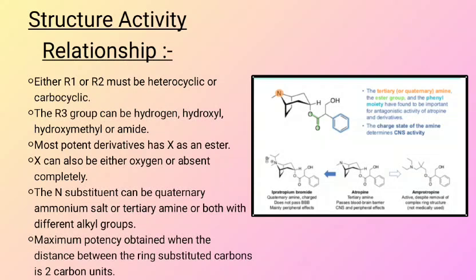Structure activity relationship of atropine. Here, either R1 or R2 must be heterocyclic or carbocyclic. The R3 group can be hydrogen, hydroxyl, hydroxymethyl or amide. Most potent derivatives have X as an ester, whereas X can also be either oxygen or absent completely. The N substituent can be quaternary ammonium salt or tertiary amine or both with different alkyl groups. Maximum potency is obtained when the distance between the ring substituted carbon is 2 carbon units.